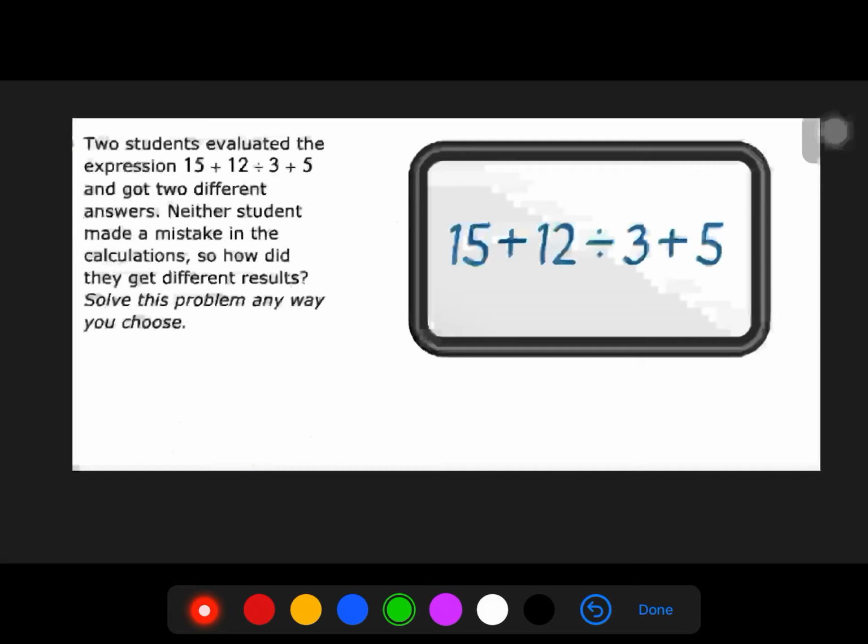Two students evaluated this expression and got two different answers. Neither student made a mistake in the calculation, so how did they get different results? Right, they didn't solve using the correct order of operations. What is the correct result to this problem?